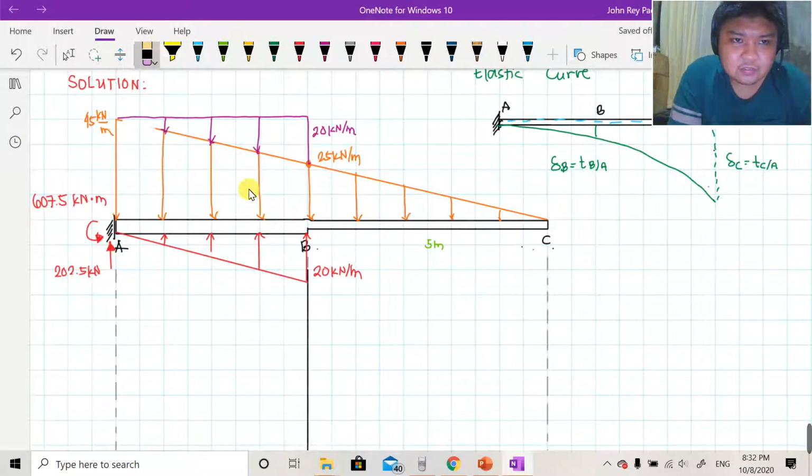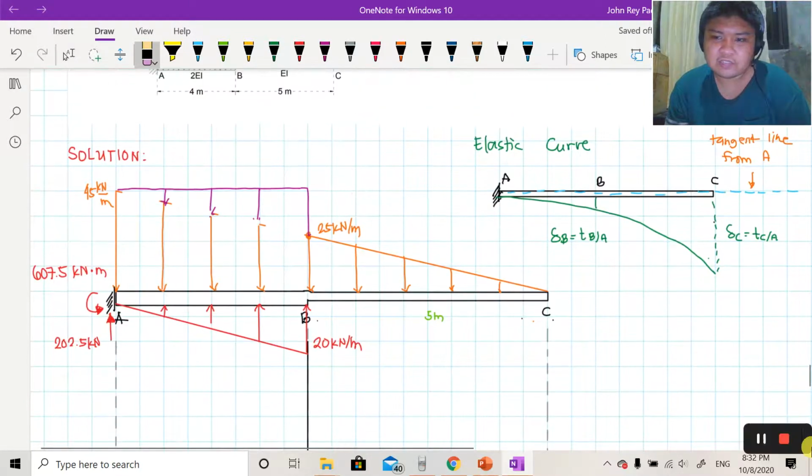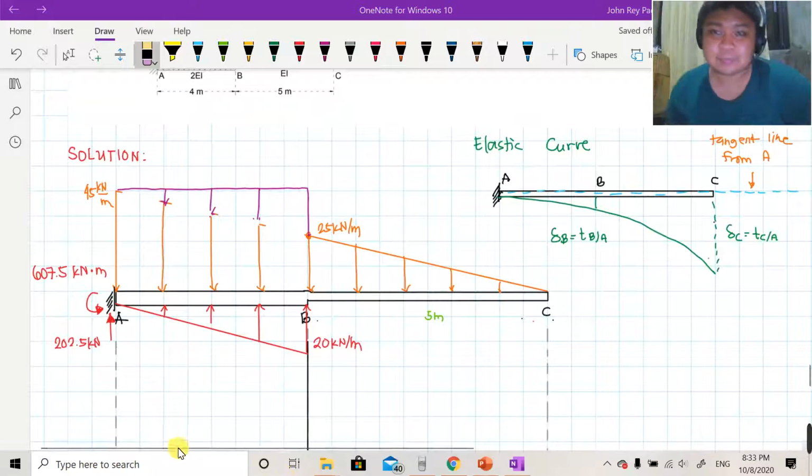So, erase natin 'to, 'di ba? Magiging rectangle na siya at a height of 45 kilonewton per meter. Okay? Tapos ito, triangle siya, while meron tayong 202.5 diyan. So, i-sketch na natin, class, yung moment diagram sa kabila ng B.